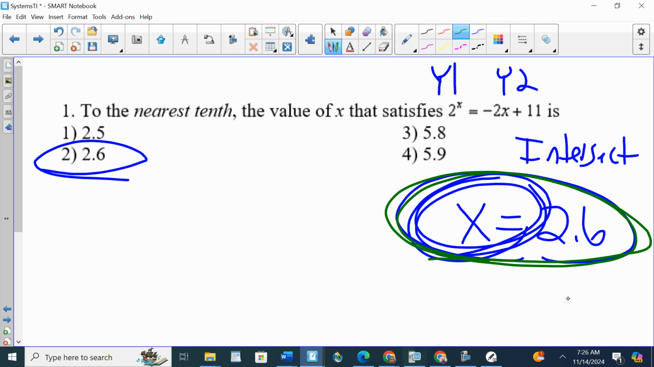Again, very, very important lesson. To solve any equation or f of x equals g of x, y1, y2 intersect, x values, x values, x values.